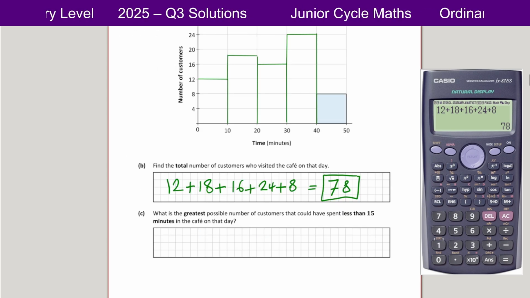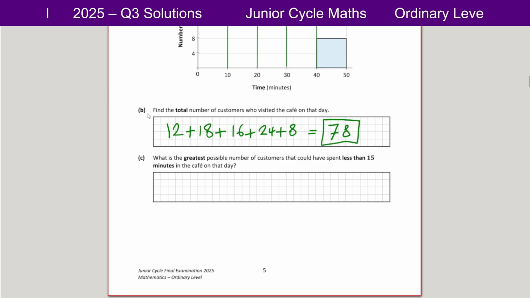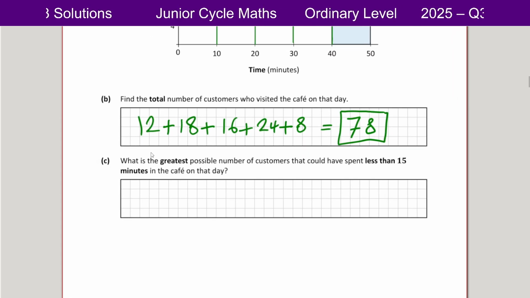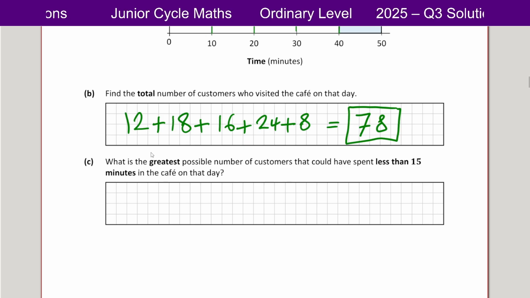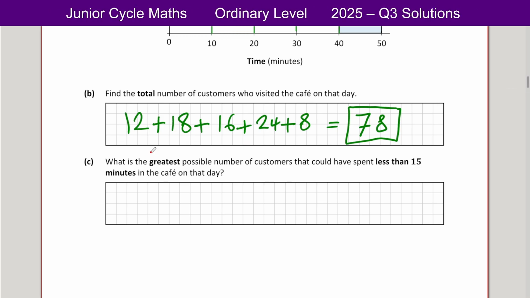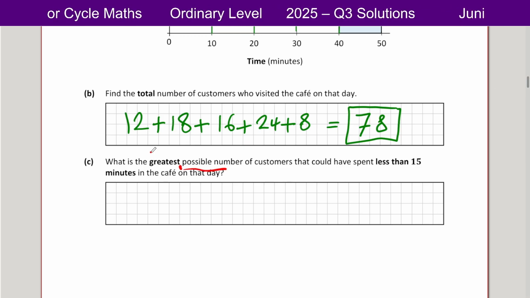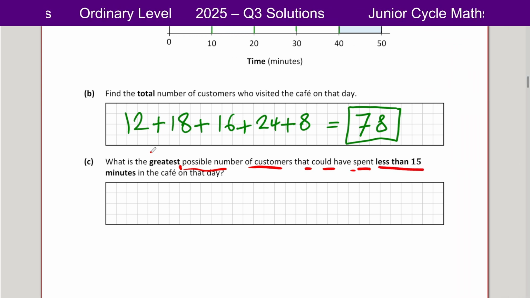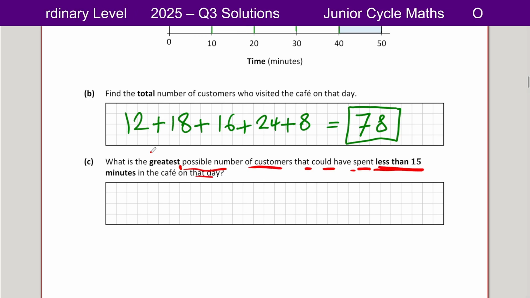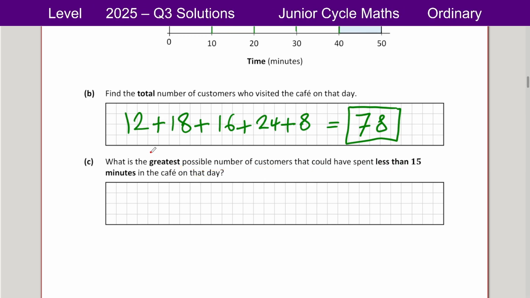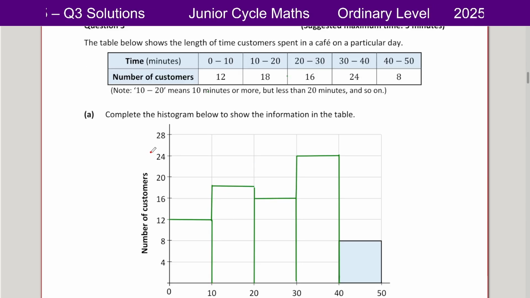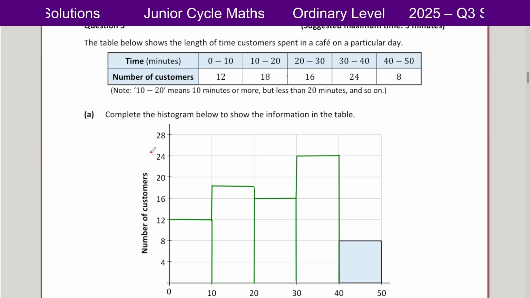And in the third part, let me just zoom in a little bit. We need to find the greatest possible number of customers that could have spent less than 15 minutes in the cafe on that day. Okay, 15 minutes. If we go back to the table here, we have intervals, right?